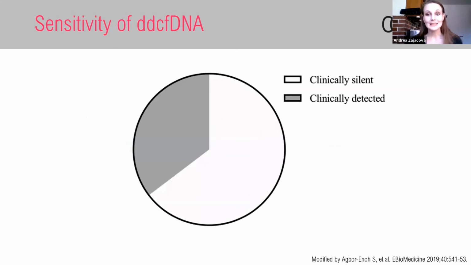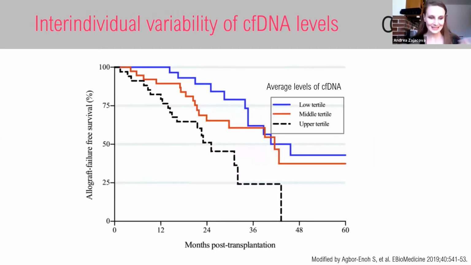Also, cell-free DNA is a very sensitive tool, and we are able to detect graft injury which is undetectable by classical clinical tools. So there is no absolute cutoff when it comes to the levels of the cell-free DNA. As we might see here, every patient has their own average level of the cell-free DNA. According to the average level, which is measured in the early post-transplant period of 3 months, we may divide patients into the groups of the upper, middle, and low average level of DNA. Patients within the upper tertile have the worst long-term survival, as we may see, and the patients in the low tertile have the best outcomes.